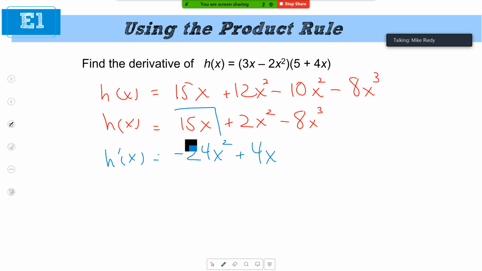So let's talk about this. This is a common difficulty with people. Because there's no exponent, there's a 1 there, people get confused. If I was to graph 15x, what would it look like? It's a line, right? So the derivative of a line is just the slope of that line. So we would just get plus 15.